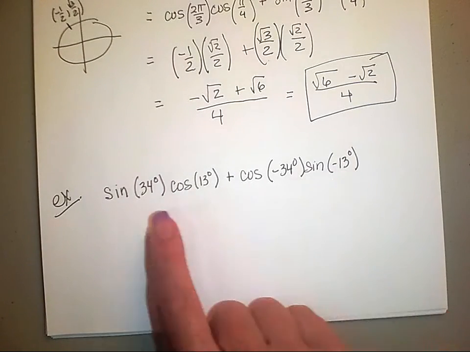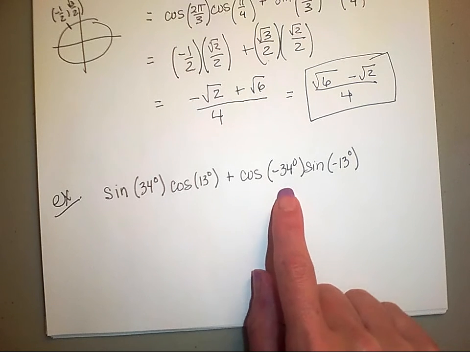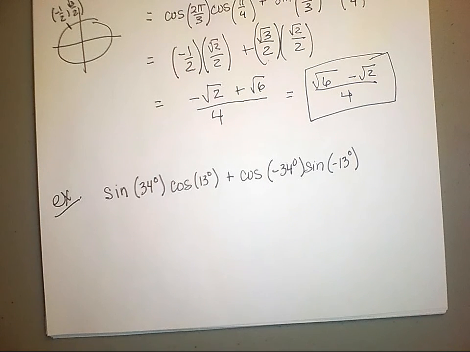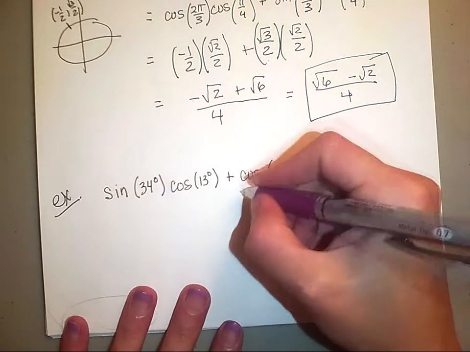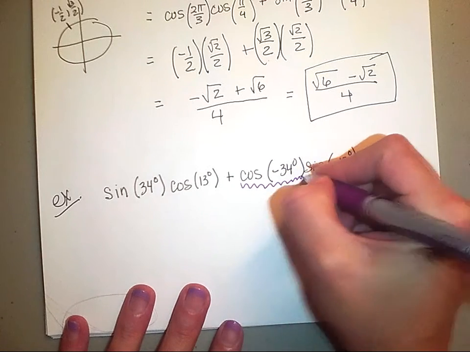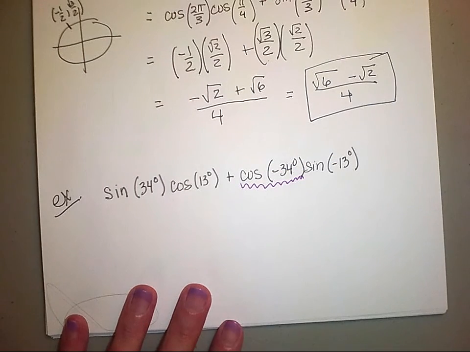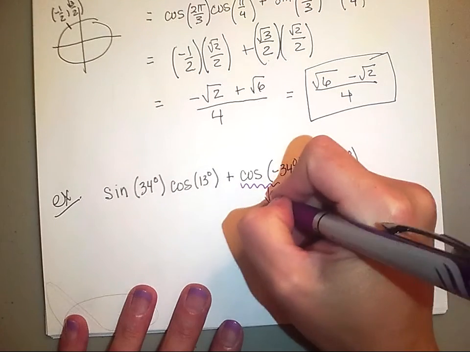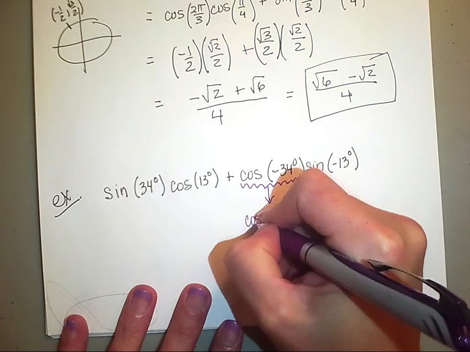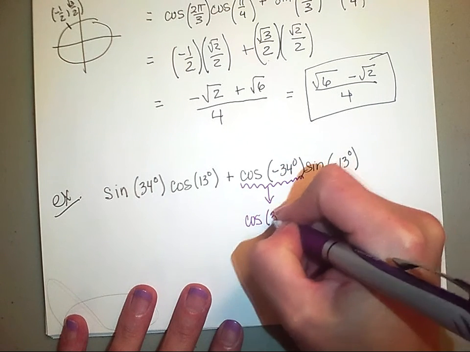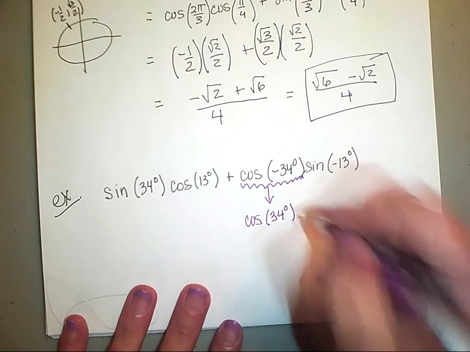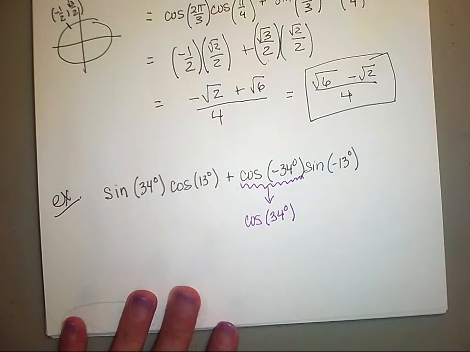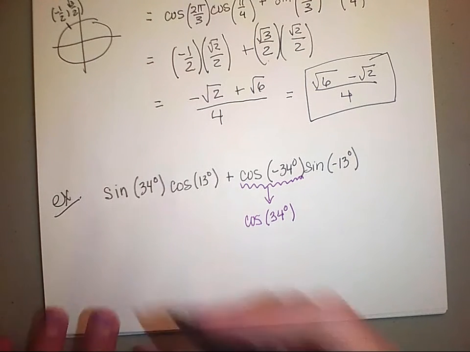So I almost have the same alpha and the same beta, almost. So let's think about this. Well, what do we know about the cosine of negative 34 degrees? Well, we know that since cosine is even, that is equal to the cosine of a positive 34 degrees. We know this to be true.